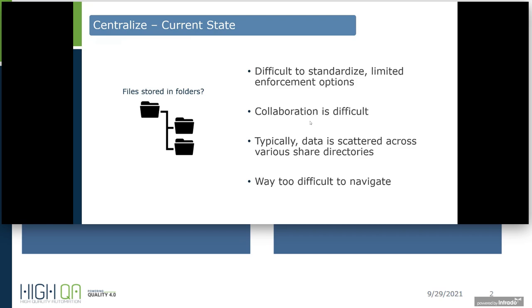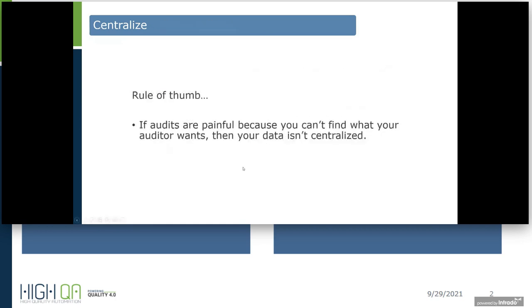Okay. And even if you do have the data organized well and everybody's following the standard, it's still difficult to navigate, even digging through some of these folder structures. And so, rule of thumb, if audits are painful because you can't find what your auditor wants, then your data isn't really centralized. In other words, it's going to be painful for you to find your own data if your auditor can't find it. Okay, so simple rule of thumb, something I heard from a paperless ERP company that I thought was pretty good.